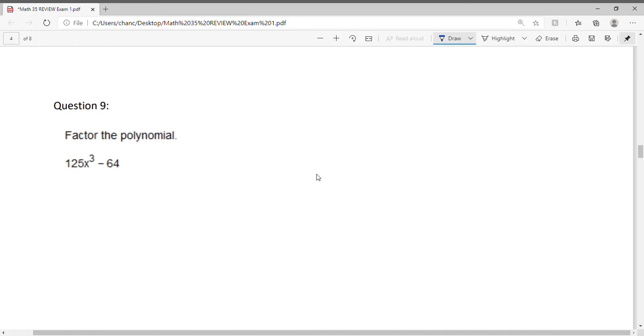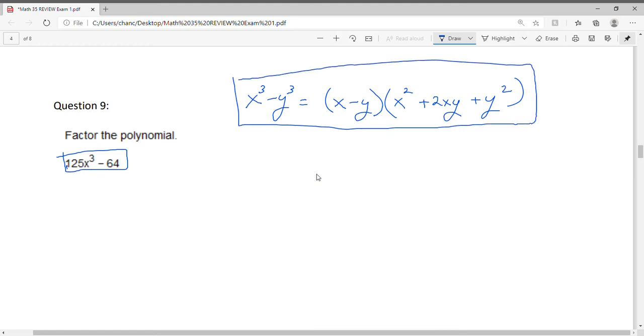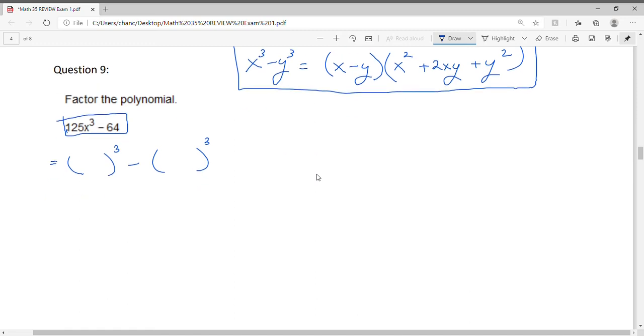Question number 9, this has 2 terms in it, so I know we're going to use the difference of cubes formula. X cubed minus y cubed is equivalent to x minus y times x squared plus xy plus y squared. So this is the formula for the difference of cubes. And so what I like to do is figure out what our x's is and what our y's are. So let's figure out what goes inside. I'll do a blank parentheses cubed minus another blank parentheses cubed.